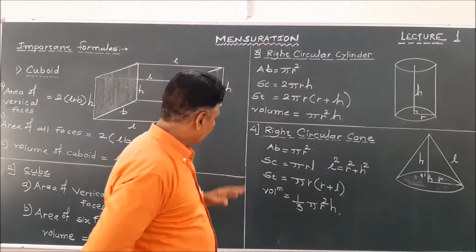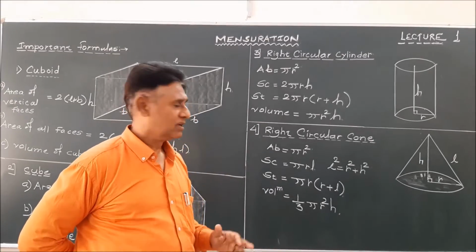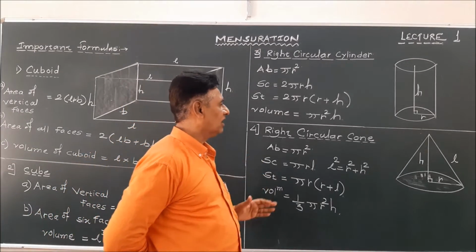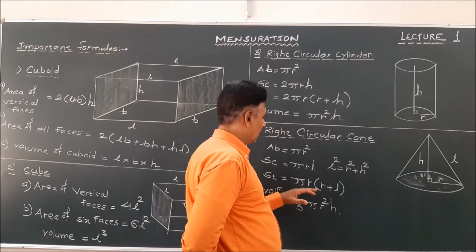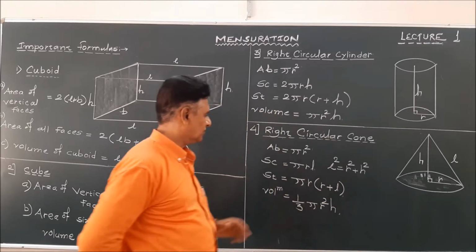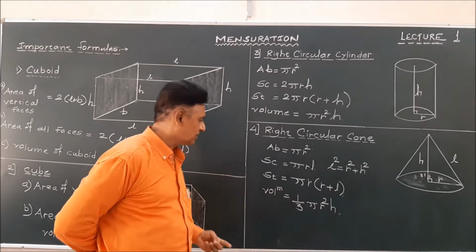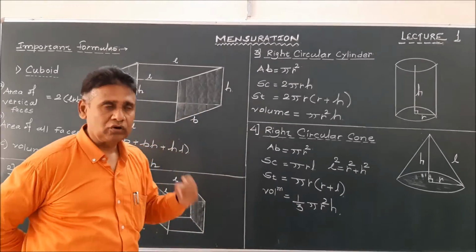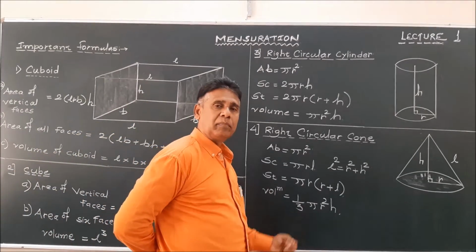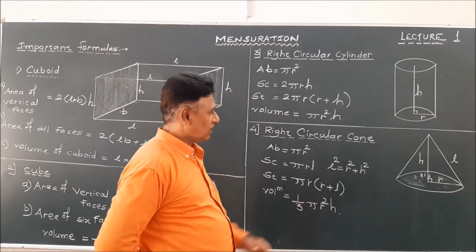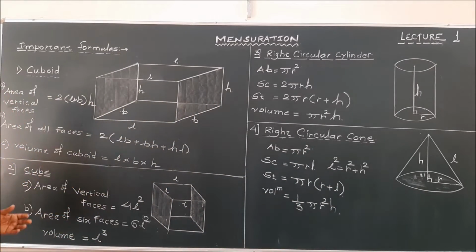Okay. Next to that is ST. Now ST means total surface area of the cone. Total surface area is pi r into bracket r plus L. Then volume. Volume of a right circular cone is 1/3 pi r square h. So these all are the formulas for these four figures. Please note down very carefully.